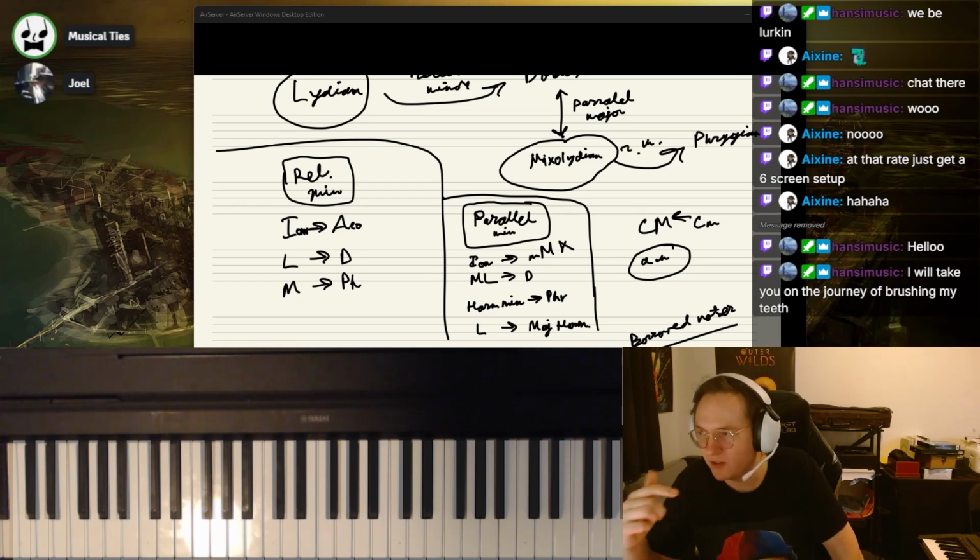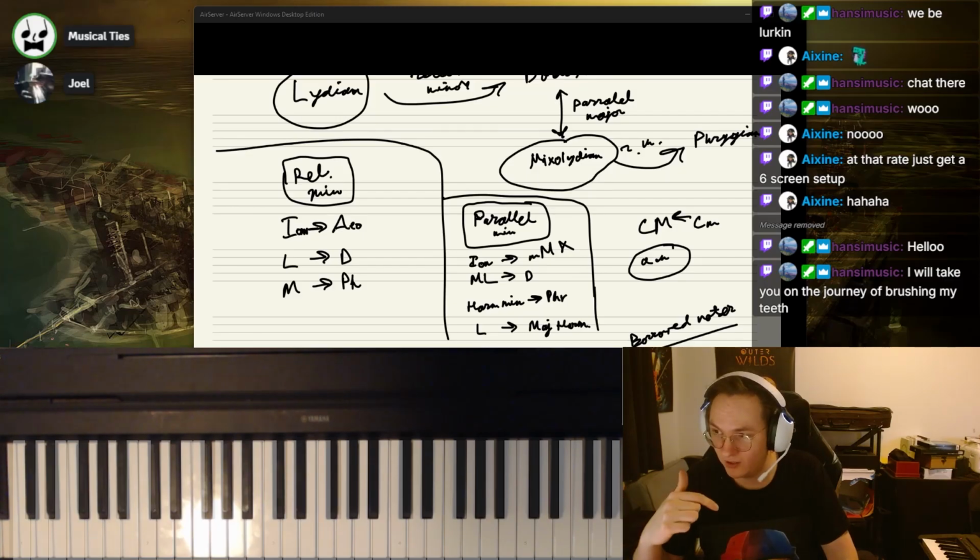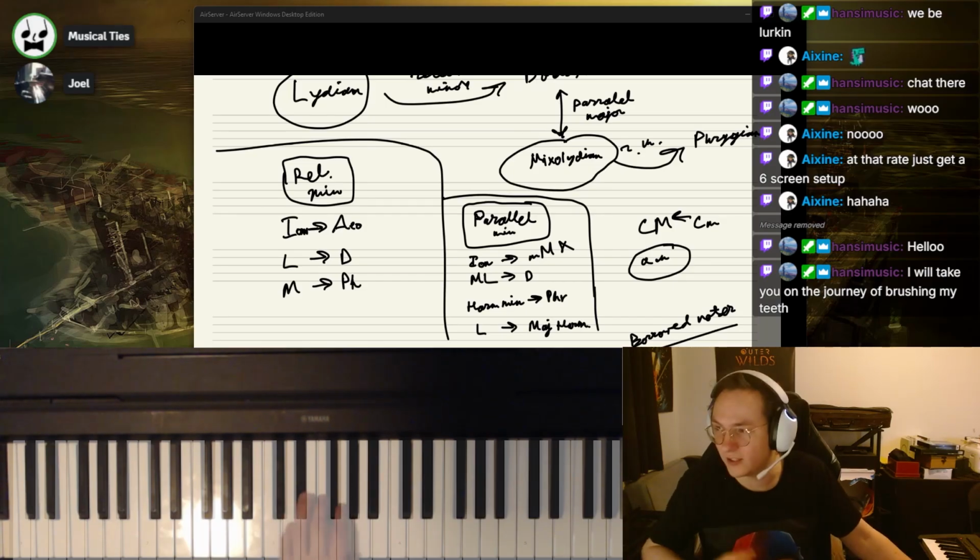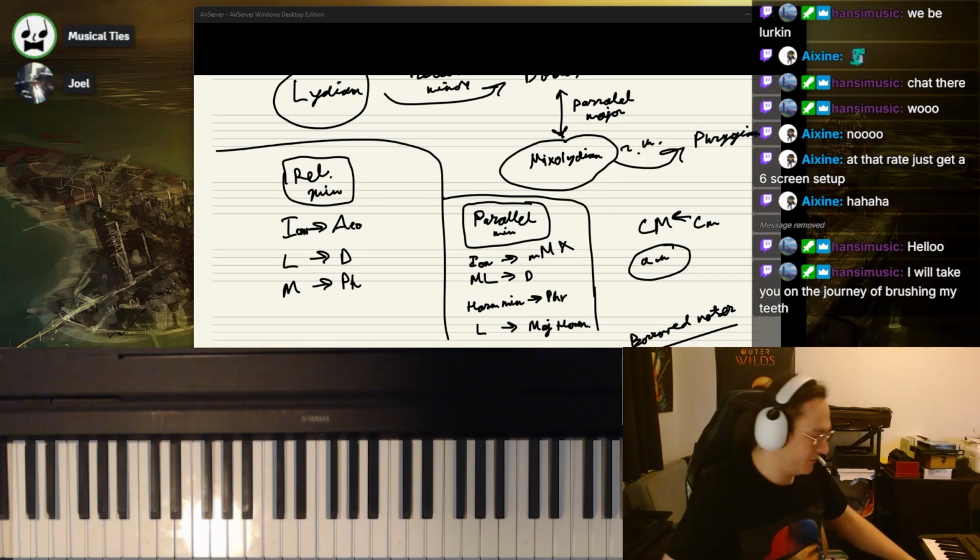Like relative minors. So Ionian's relative minor is Aeolian, but for Lydian, for example, the relative minor is actually Dorian. They're actually identical, with the only difference being the third being lowered or raised for a major triad at the start.